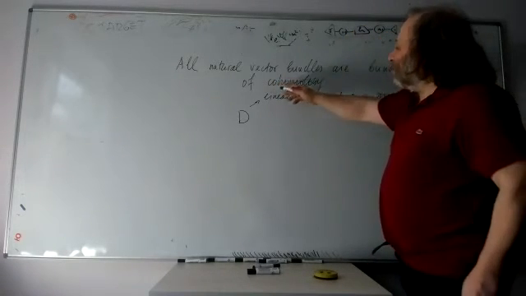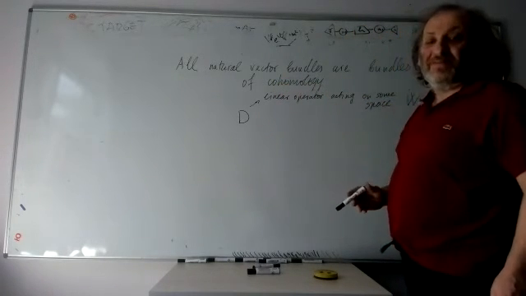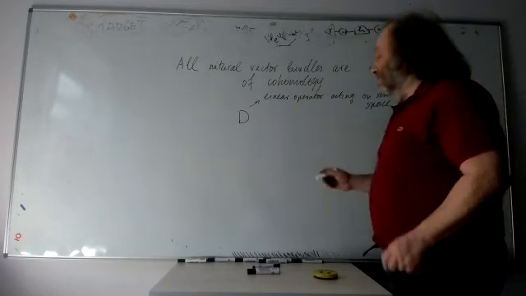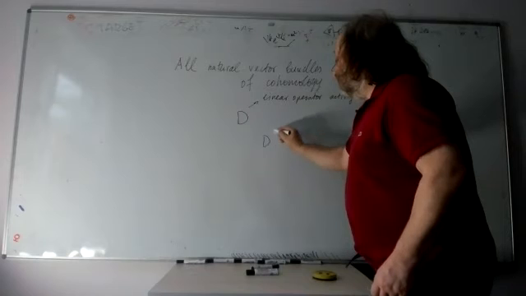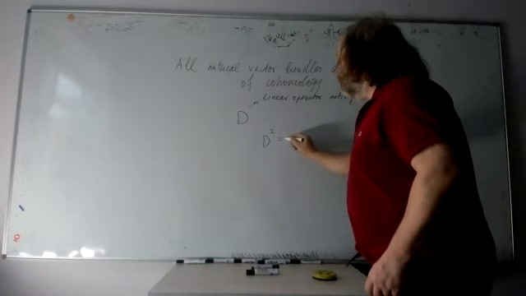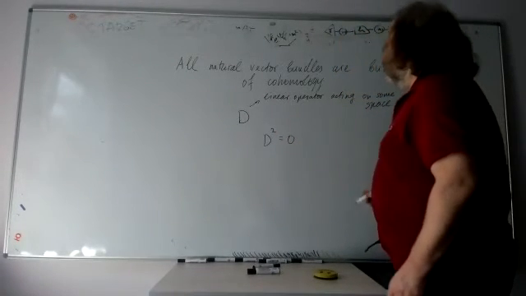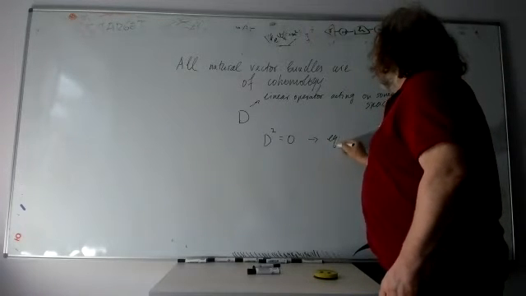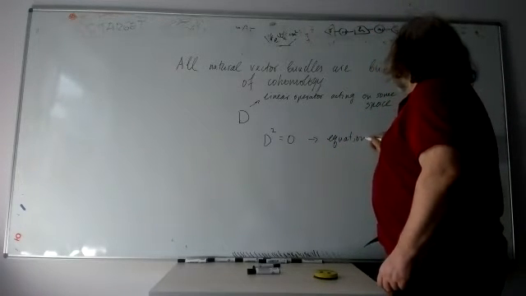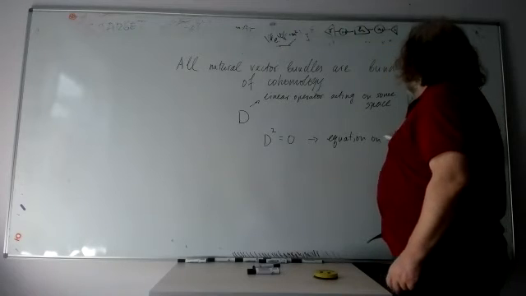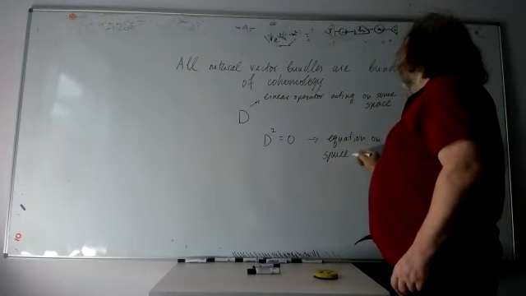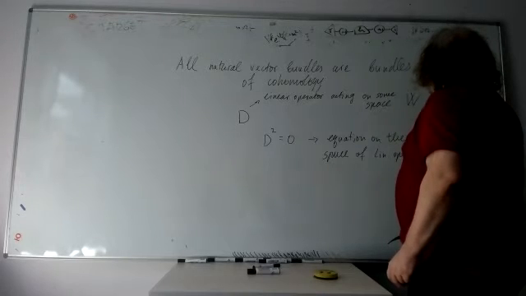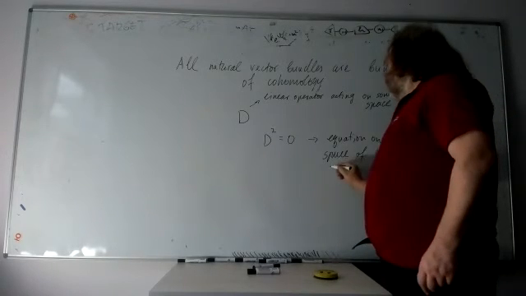Now, if we are thinking about cohomology, it would be better to have a differential. So what is this? Equation on the space of linear operators of some kind.